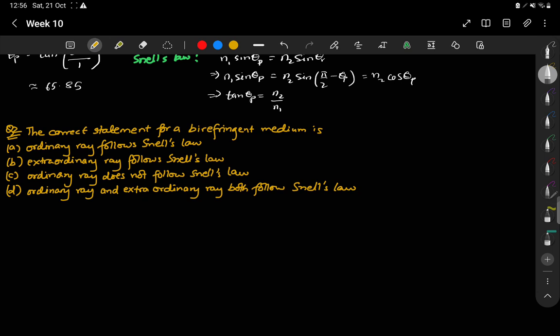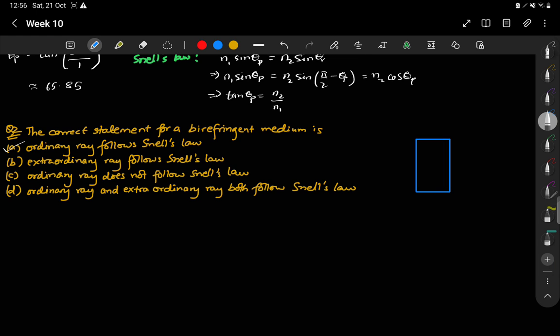Let us now discuss the answer. The correct option is A. Ordinary ray follows Snell's law. Now, let me just briefly introduce the concept of birefringence to you.